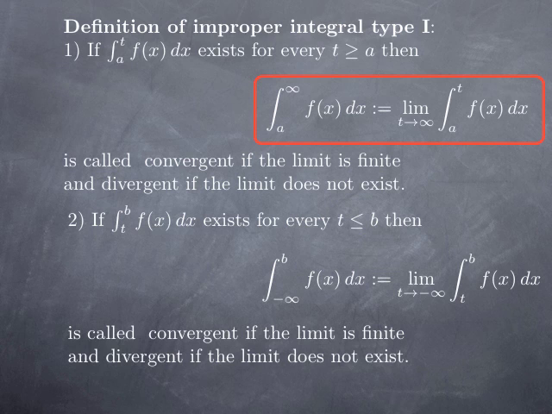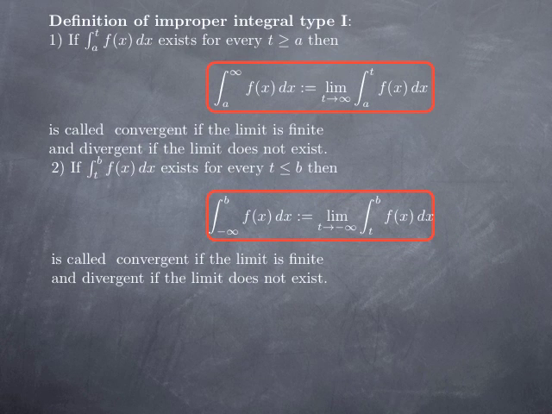And similarly, we're going to call such an integral convergent if the limit is finite, in which case the value of this improper integral is the finite limit, and divergent if the limit does not exist. So again, this formula is what defines this type of improper integral. When we write this improper integral, we don't really know whether it's convergent or divergent in advance, and it really makes sense only when it is convergent.